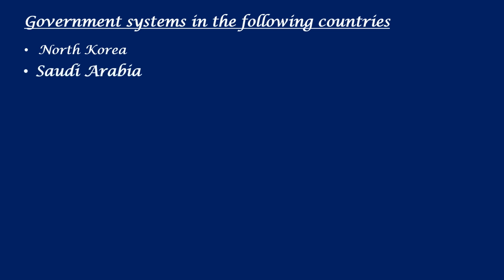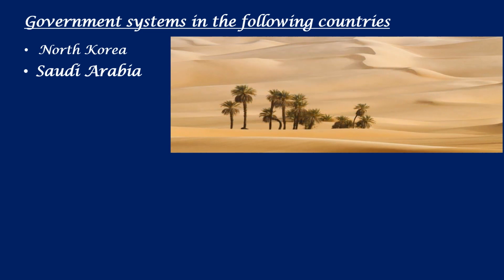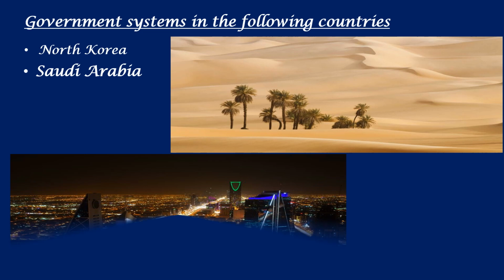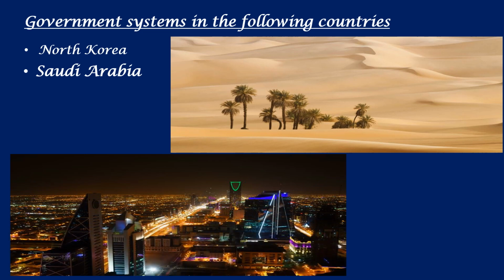Saudi Arabia is an Islamic country with an absolute monarch. Although according to the Basic Law of Saudi Arabia adopted by royal decree in 1992, the king must comply with Sharia, that is Islamic law, and the Quran. The Quran and the Sunnah are declared to be the country's constitution.